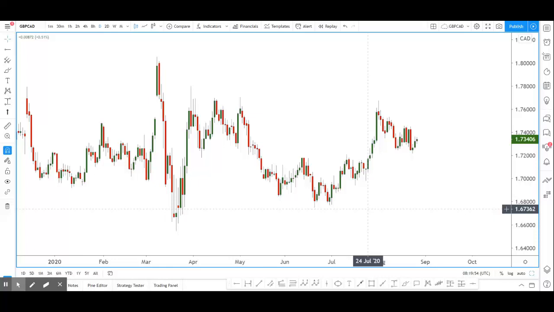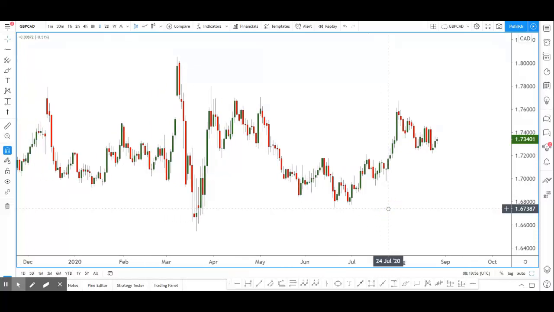We will be looking at the pound CAD. I know this is quite a rare cross to be looking at, however it's interesting because I just want to show you a little bit about how we are going to take this intraday trade, and it looks like on the intraday there are some pretty good opportunities to take the trade. So without further ado, let's dive in.